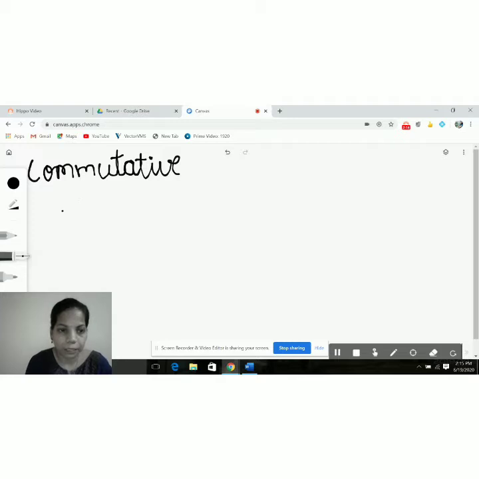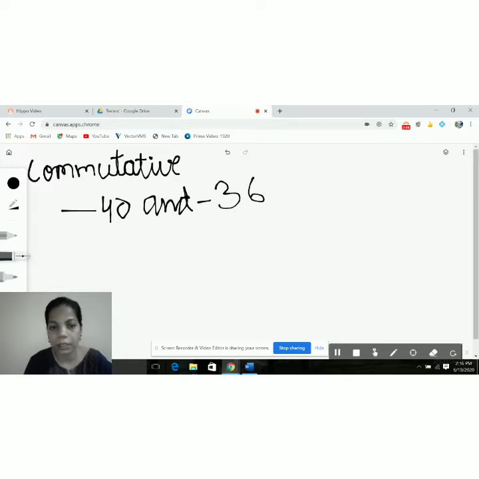So now we'll prove that with an example. I'm taking two integers, minus 40 and minus 36. Okay, these are two negative integers. Now I have to prove that this is a and this is b. Now I have to prove that a plus b is equal to b plus a.